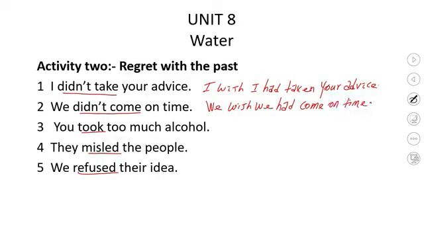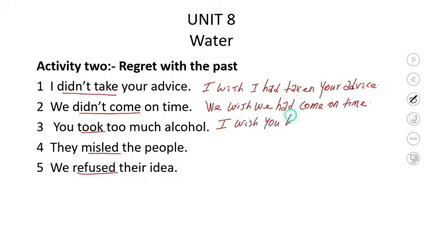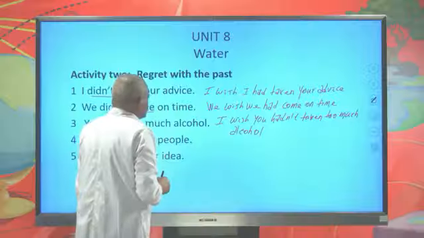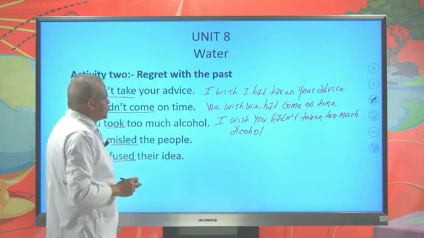You took too much alcohol. You took too much alcohol. Assume that the speaker is somebody else. I wish, you see, you took too much alcohol. I wish you hadn't. I wish you hadn't taken too much alcohol. That's it. Have you done like this? I wish you hadn't taken too much alcohol.